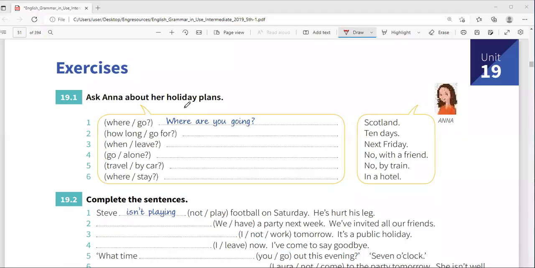So if you look at the questions here, the exercise here, we have 19.1. Ask Anna about her holiday plans. Where go? So where are you going? How long go for? So how long are you going for? 10 days. When leave? So when are you leaving? Go alone? Are you going alone? Travel by car? Are you traveling by car? Where stay? Where are you going to stay? Where are you staying? Where are you going to stay? They're the same.